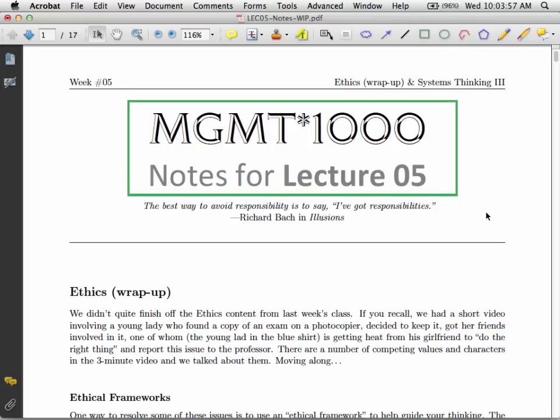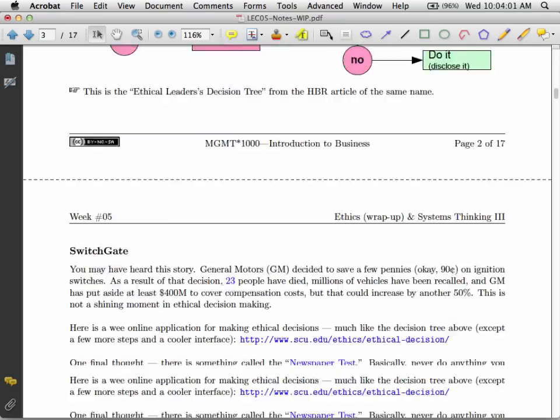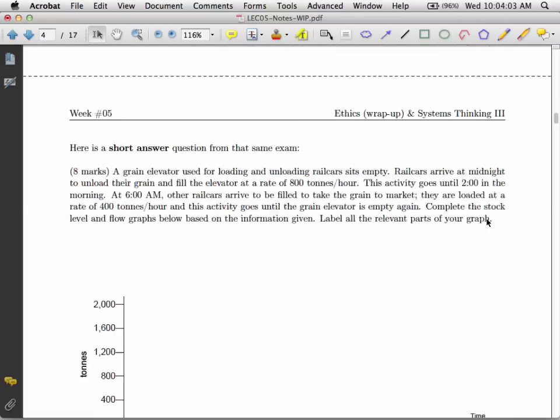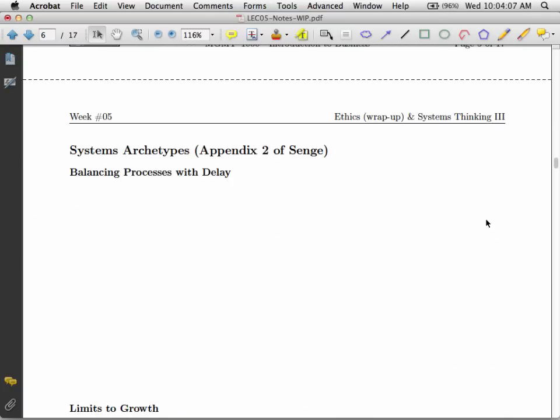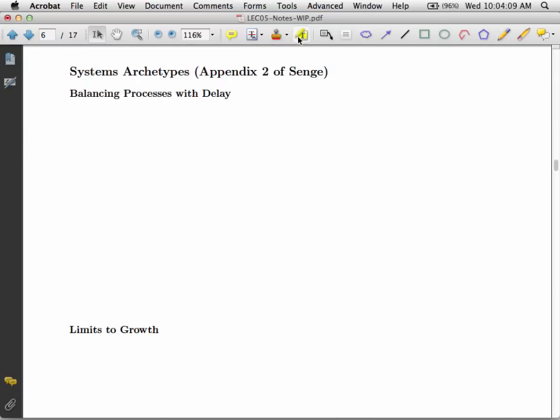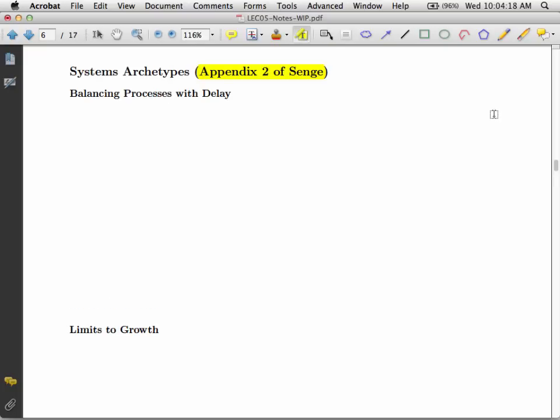We're going to wrap up systems thinking and ethics, and we'll just scroll through some of the stuff until we get down to the systems thinking portion. Okay, so what I want to do is basically walk you through some of these system archetypes from Appendix 2 of the Senge book. And away we go.